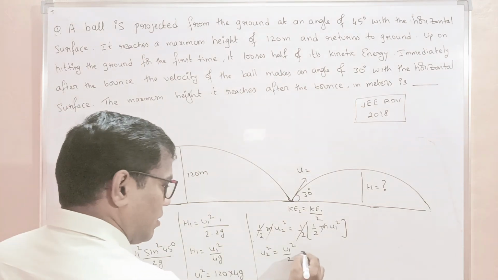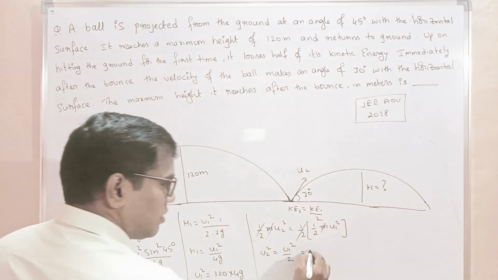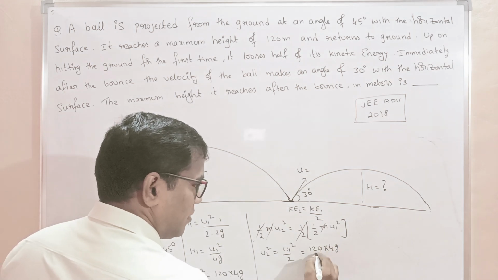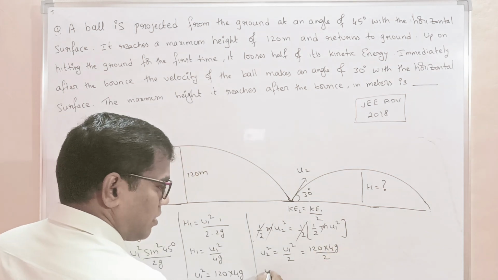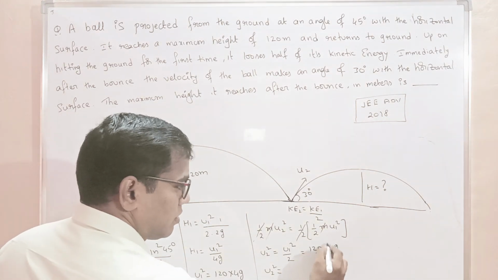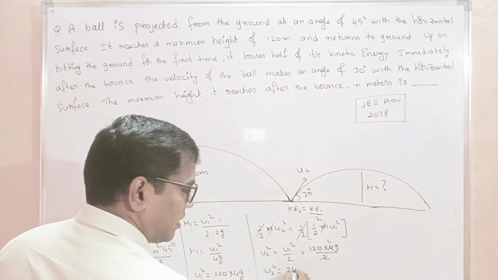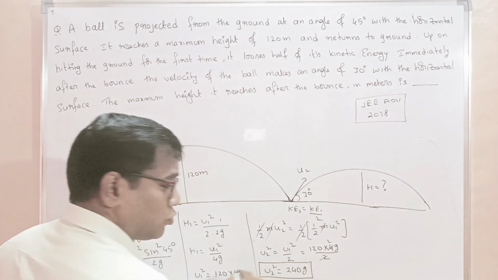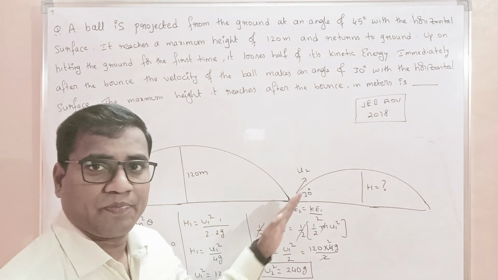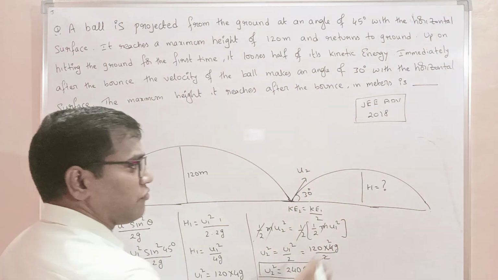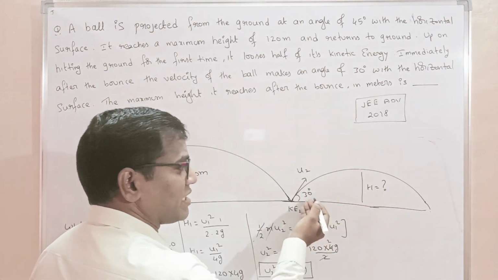What is u1 square here? u1 square we already got as 120 into 4g, by 2. So here u2 square is equal to 2 2s are 4, then 240 into g. We got u2 square. That means at this point we know how much velocity it has, so based on that we have to calculate the maximum height. Theta is also given.